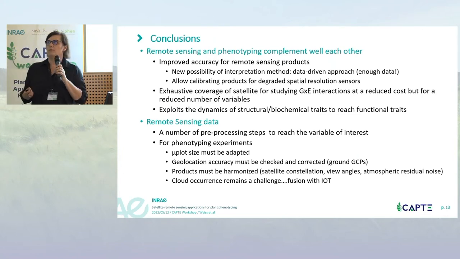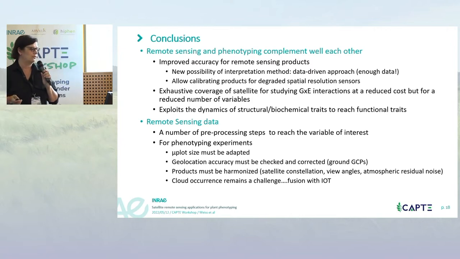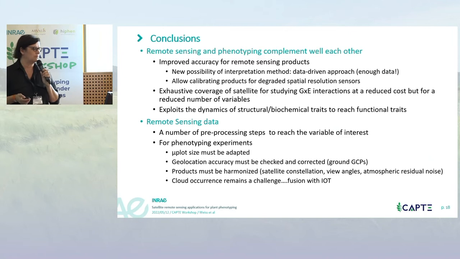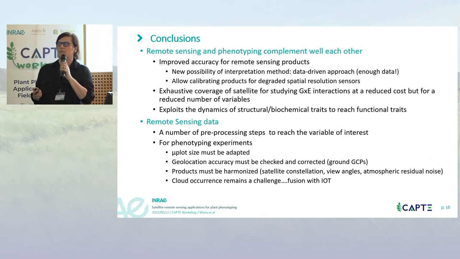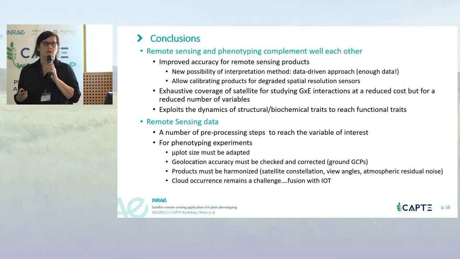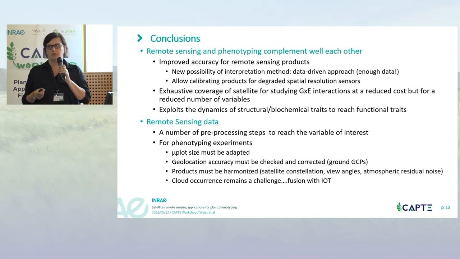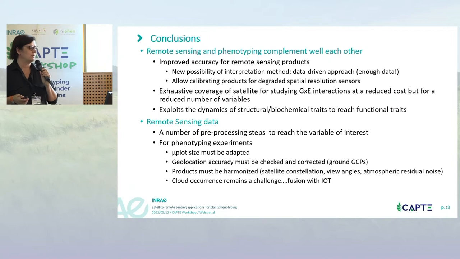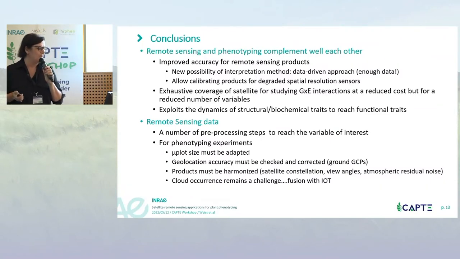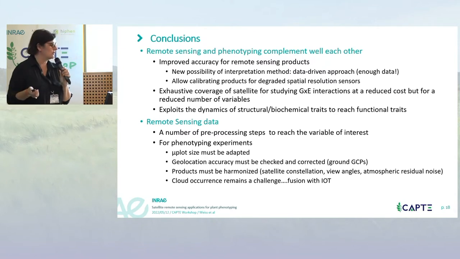So the idea is that for remote sensing, you can improve the accuracy of your product, and for phenotyping, you can extend the coverage of your experiment, and you can also reach functional traits. And for remote sensing data, as you have seen, there are a number of processing steps which have an impact on the variable you are looking at. For phenotyping experiments, it's very important to adapt the size of the microplot, to check the geolocation accuracy, and to harmonize your product to get nice time series. Thank you.